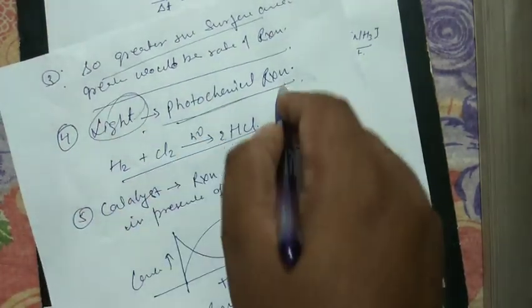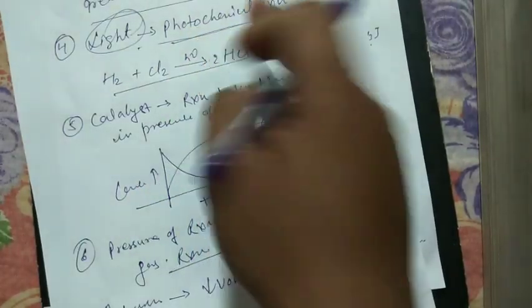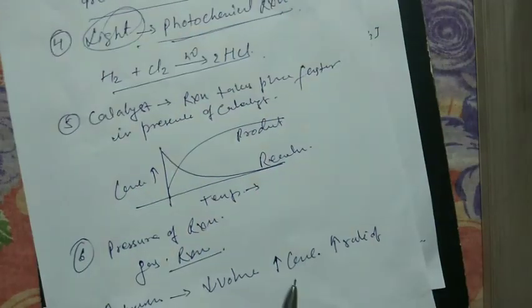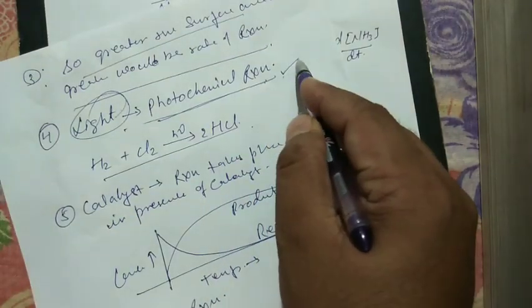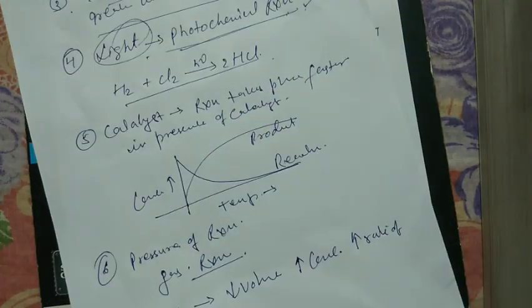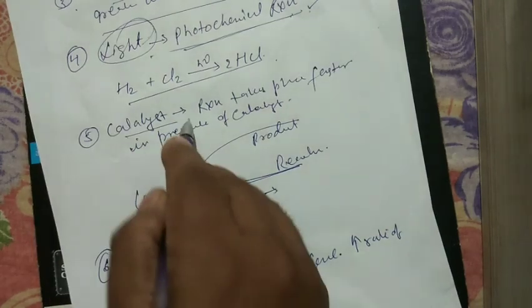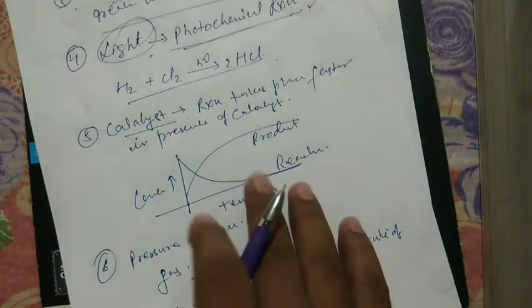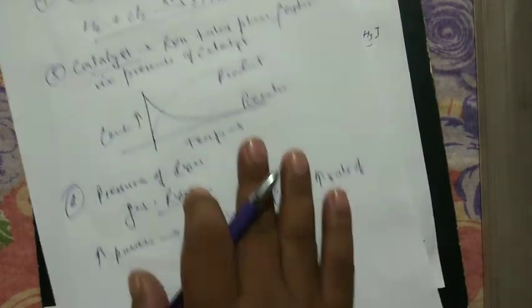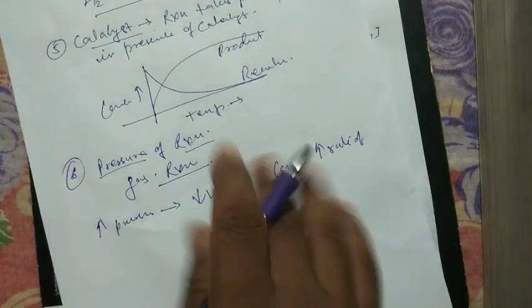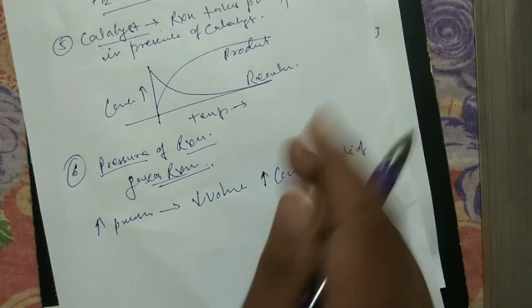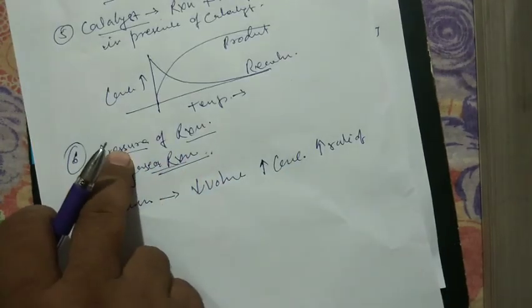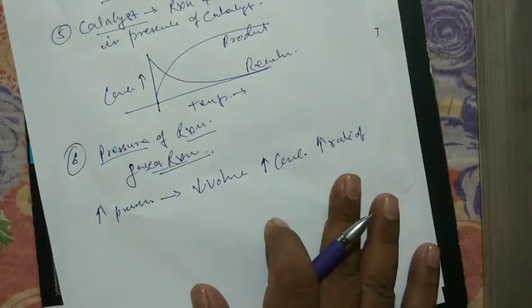Photochemical reaction is faster than normal thermal reaction. It needs sunlight for activation. Now catalyst. Catalyst basically increases the rate of reaction, and pressure affects only gaseous reactions. With increase in pressure, rate of reaction increases.